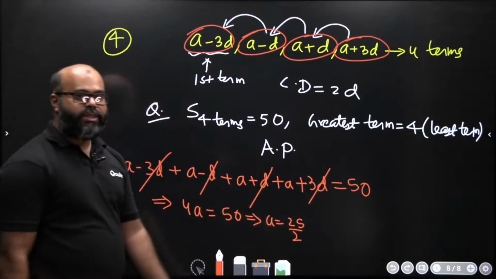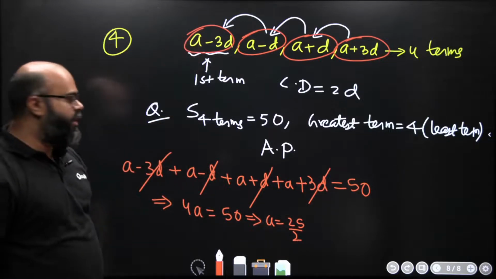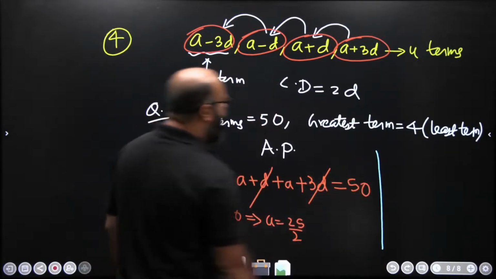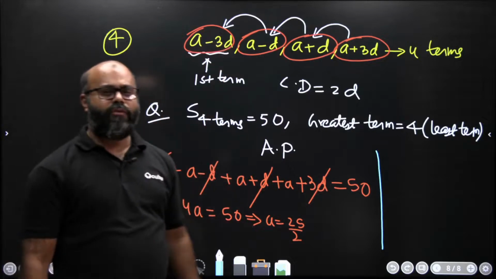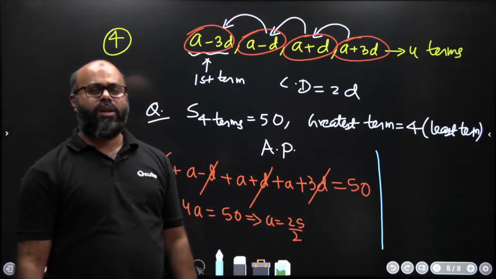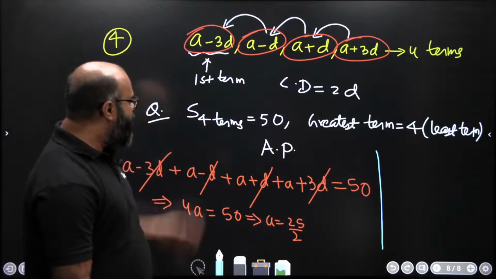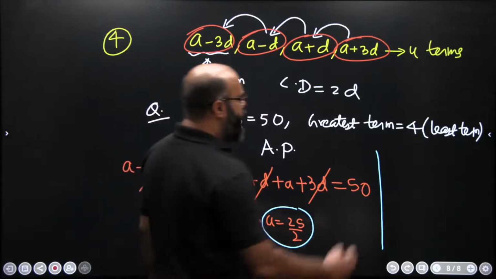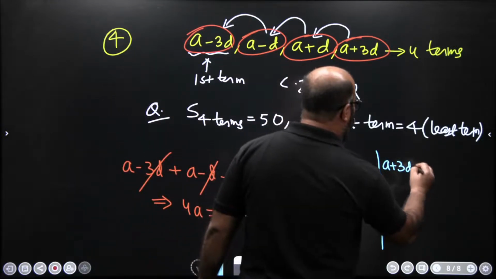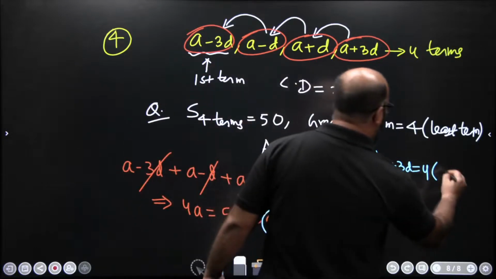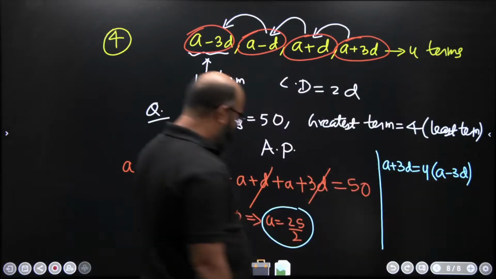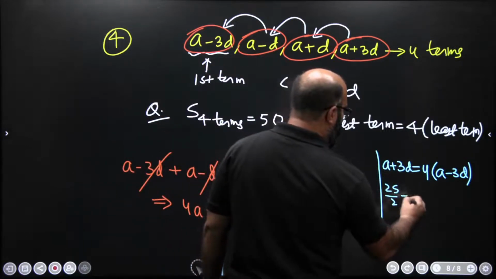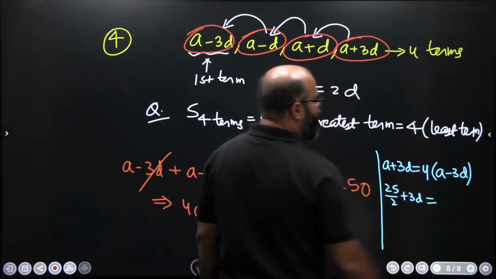Here this is not the first term, this is a. The first term is a minus 3d. So what is the next condition? Is there any next condition also given? Yes. Because we have two variables a and d involved, we have to have two conditions. Then only we can solve the equations and get the two variables. One condition we have done with. Now it says that the greatest term, which is a plus 3d, is equal to 4 times the least term, which is a minus 3d. So let us do this. We have already got a as 25 upon 2. So a is 25 upon 2 plus 3d, and here a is 25 upon 2.